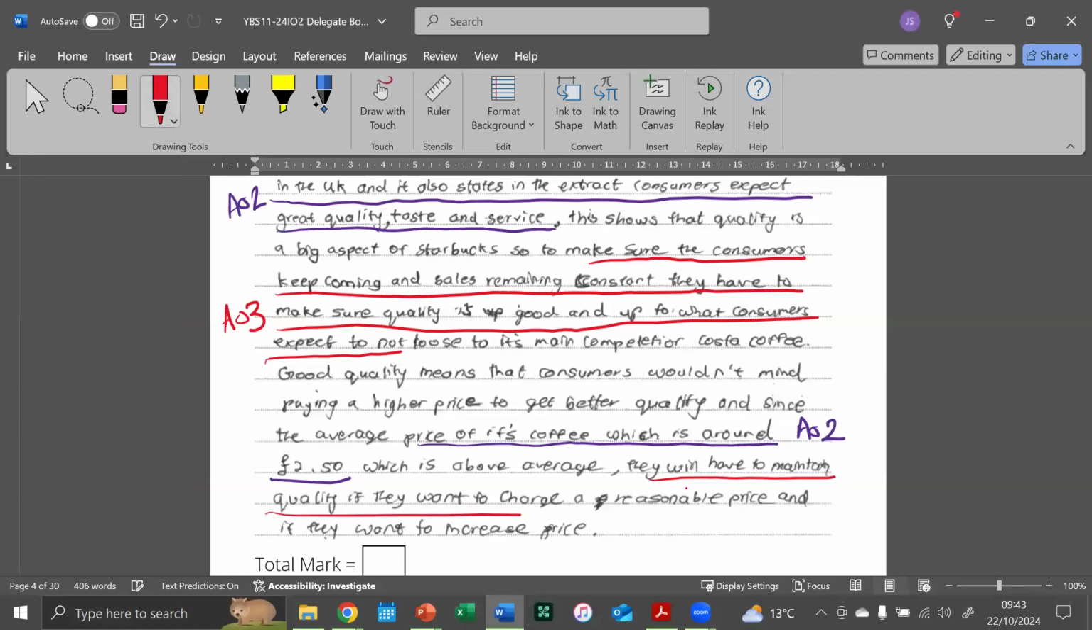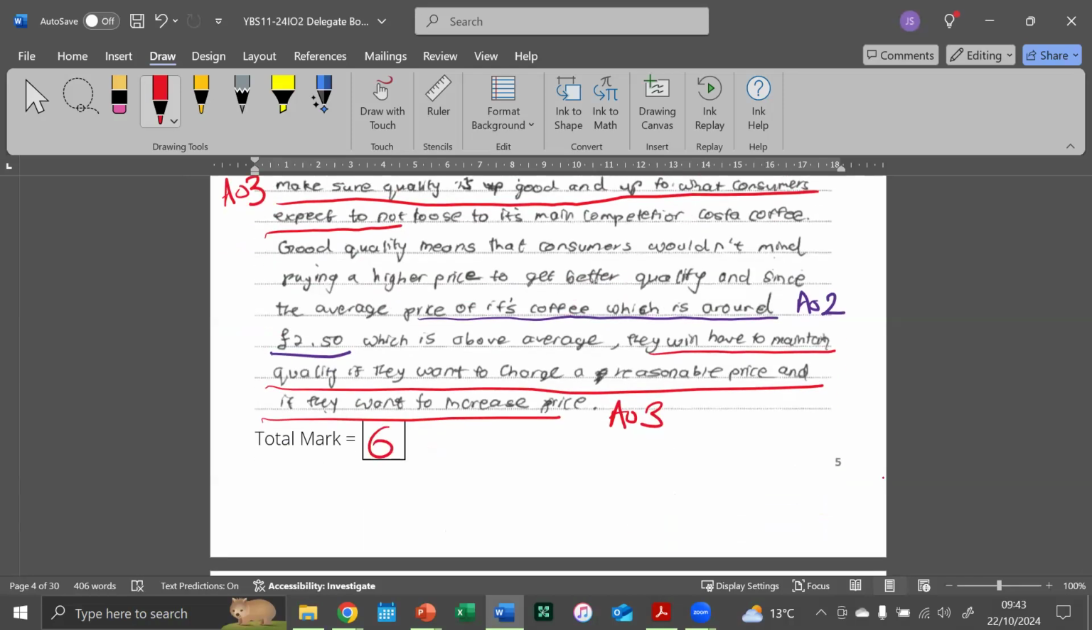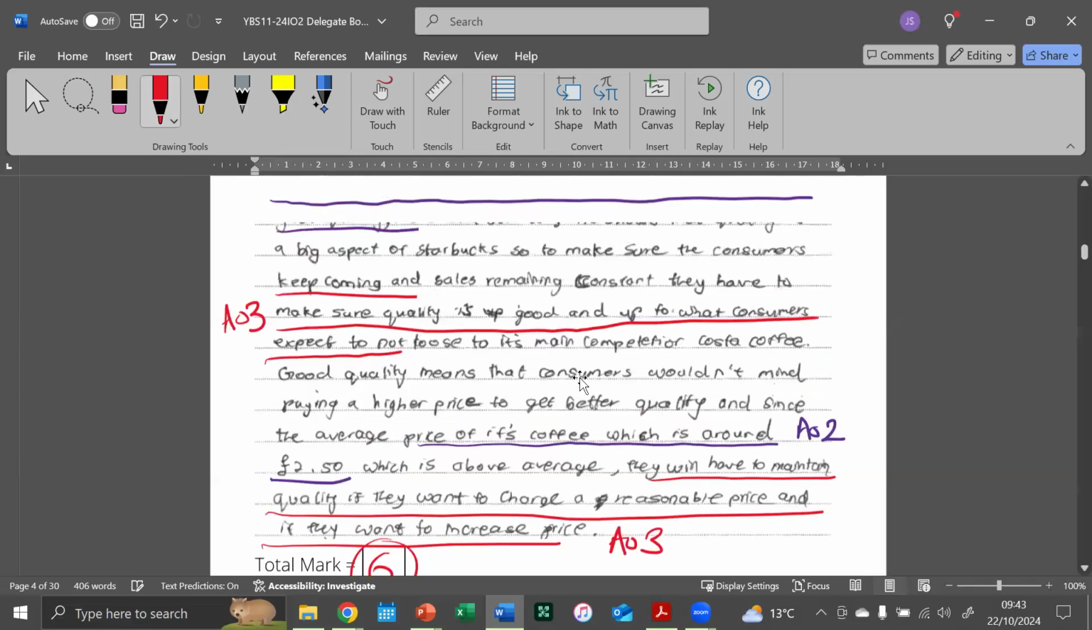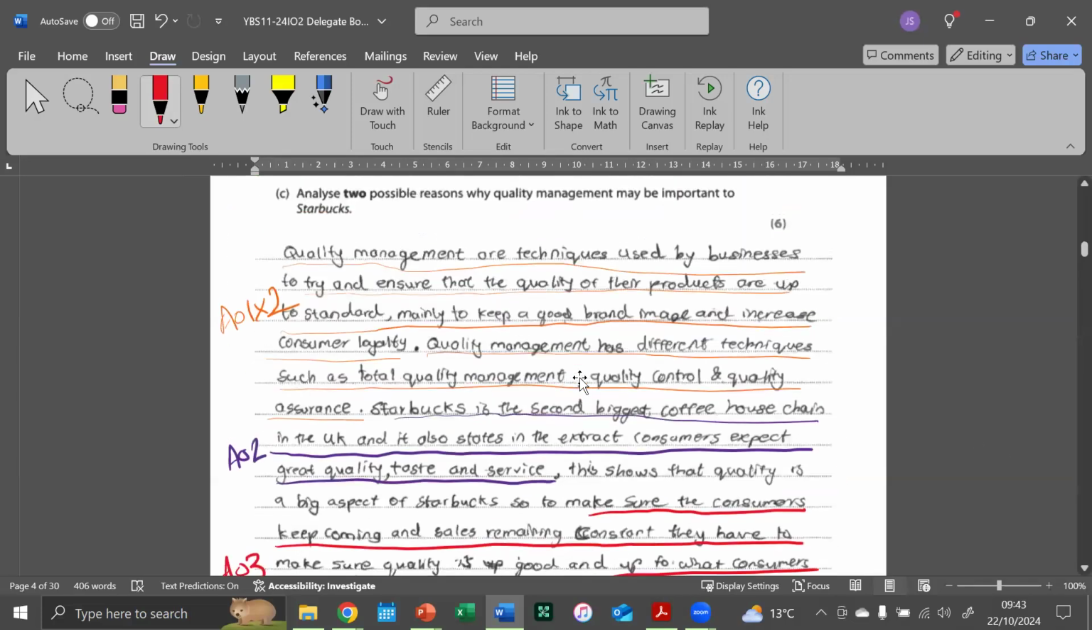So they've got to keep the quality good to be able to charge that kind of price, and they want to increase the price. So maybe some AO3. So I'd be looking at that and I'd be turning around and saying it's 6 marks. But I'll also be turning around and saying, well, look, I could streamline that. I can strip that down to the bare bone.